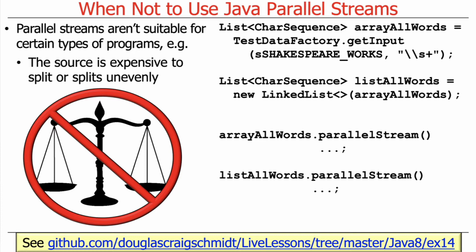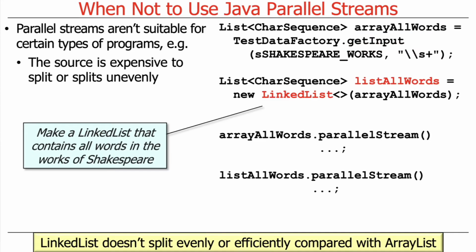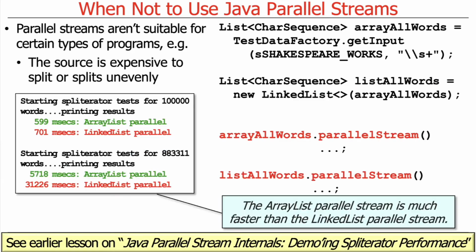The EX14 example that we talked about, where you can go watch the video that walks through that code, demonstrates that issue in spades, because it compares and contrasts the performance of a linked list versus an array list to process and uppercase all the words in the works of Shakespeare. We make an array list and a linked list of the words of Shakespeare, and then we run the performance, and you see that the linked list version is way slower as n gets big, because it doesn't split evenly or efficiently.